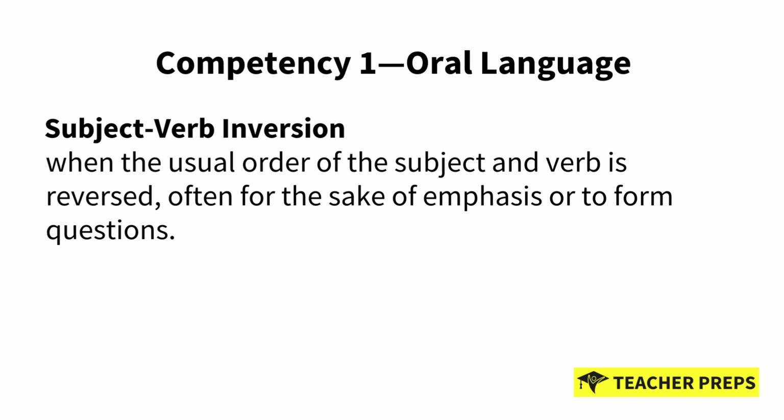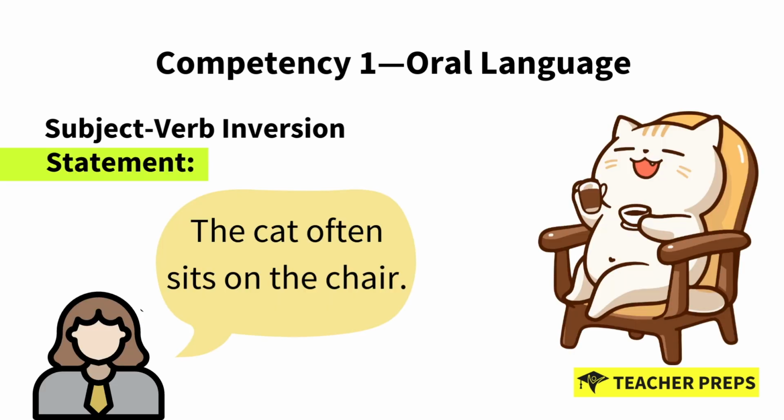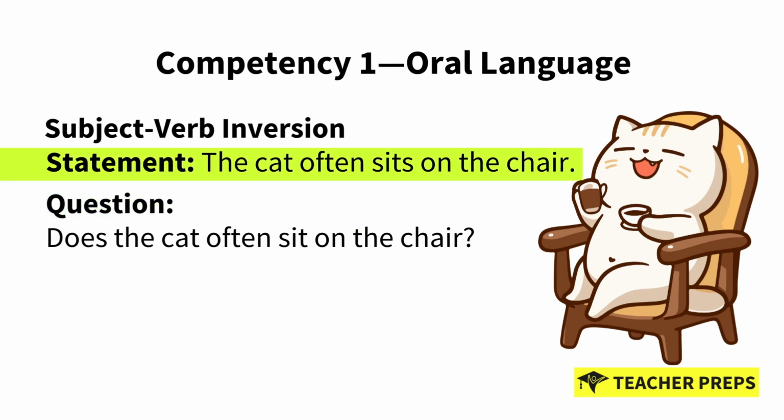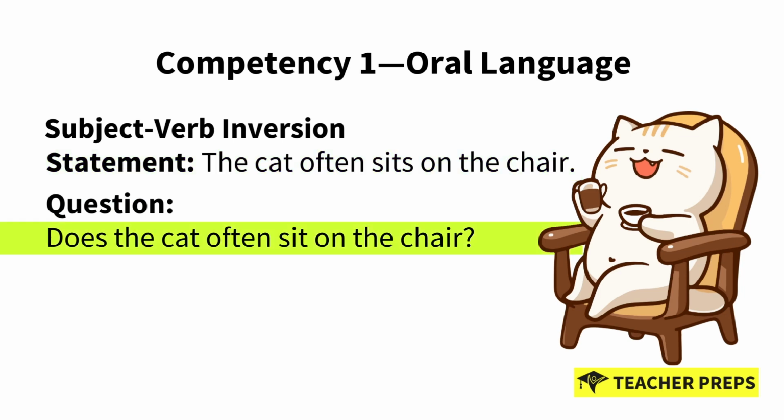Let's look at an example. The statement, which we can call in normal order, is the cat often sits on the chair. And the question, or inverted order, does the cat often sit on the chair? In the statement, the order is subject, which is the cat, followed by the verb, which is sits. In the question, the auxiliary verb does precedes the subject, which is the cat, illustrating an inversion to form a question.